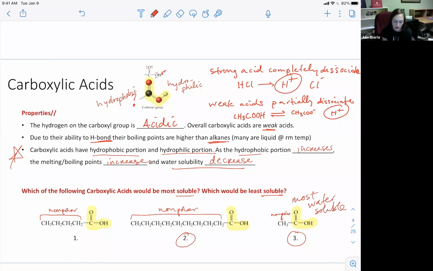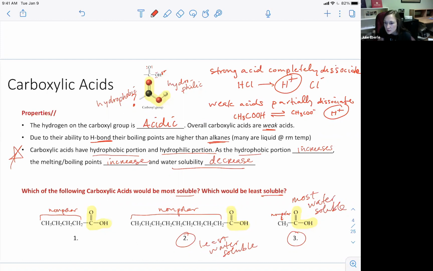And on the flip side, everybody said that number 2 would be the least water soluble, and that is true. This one's the least soluble because the molecule is mainly nonpolar. That nonpolar portion is really, really big, and we know water's polar. Nonpolar and polar things don't mix.